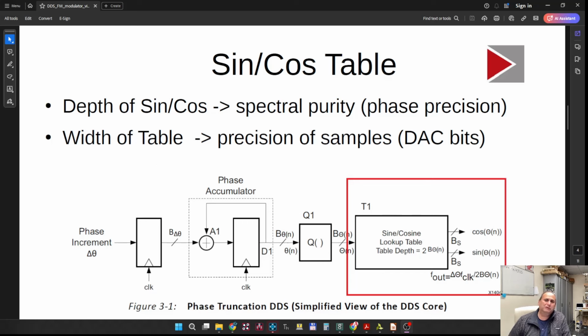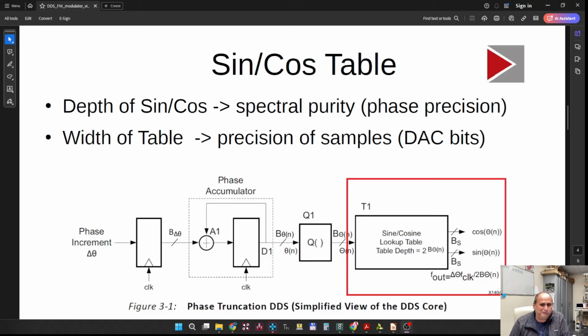Now the depth of this table. What do I mean by depth? How many samples we store in this table. This will dictate how nicely we define a wave, a quarter wave, because I said that there are optimizations. But let's say a wave. If you have a very short lookup table, let's say only 16 values, you will have 16 discrete values which define the wave. It's going to be a little bit squarish. But if you have a much greater depth, you will have, for very small phase changes, a value in the table.